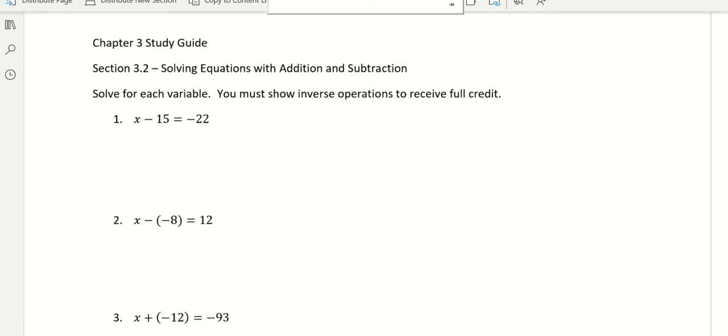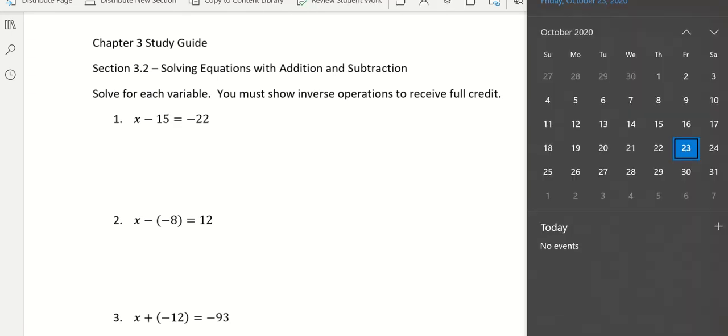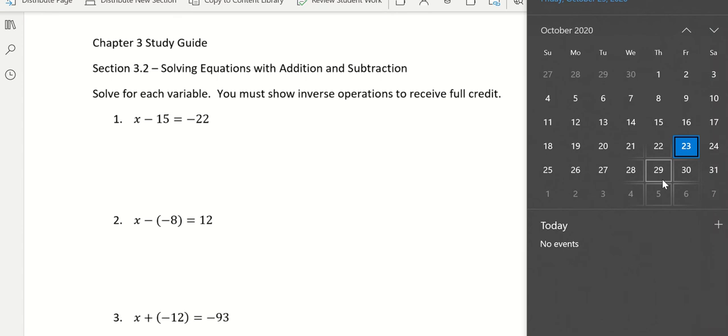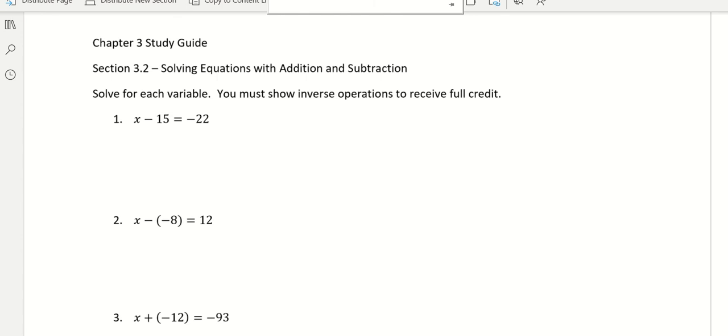All right, chapter 3 study guide. We do have a test coming up. Let me tell you when that's going to be. First period, your test is going to be on October 29th. October 29th is going to be Thursday. Second period, your test is going to be October 30th, the day before Halloween. Spooky. All right, here we go.